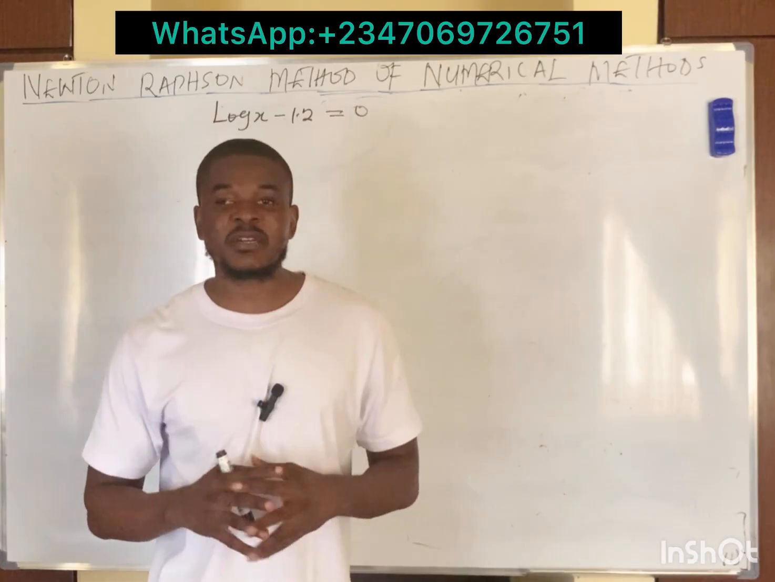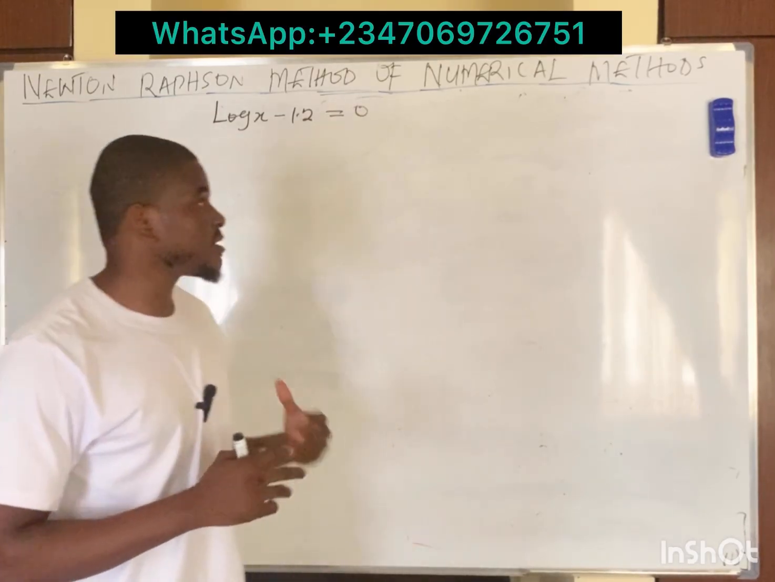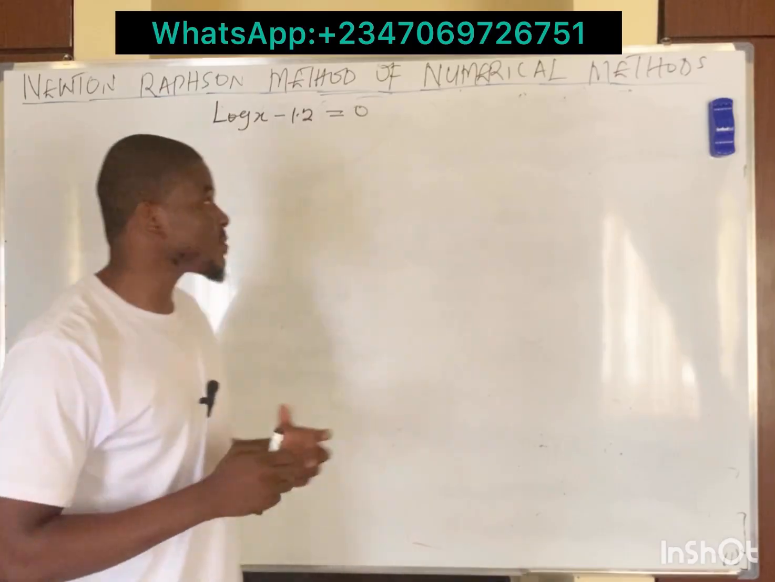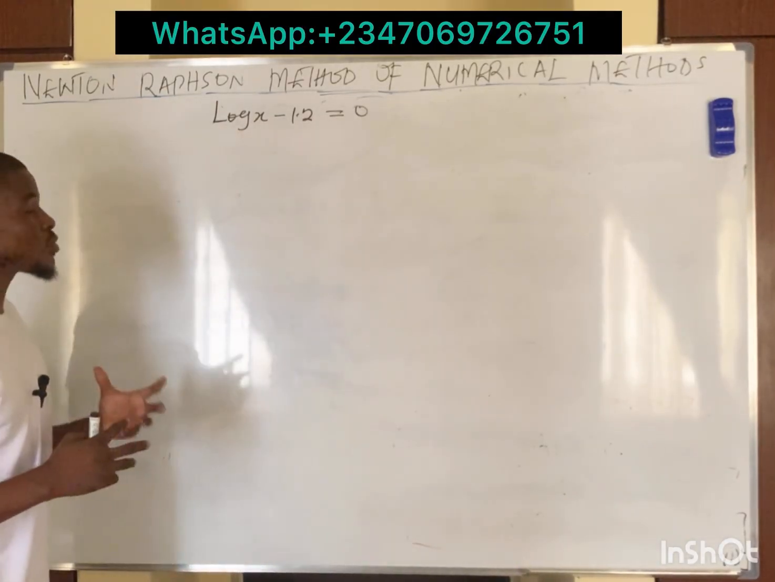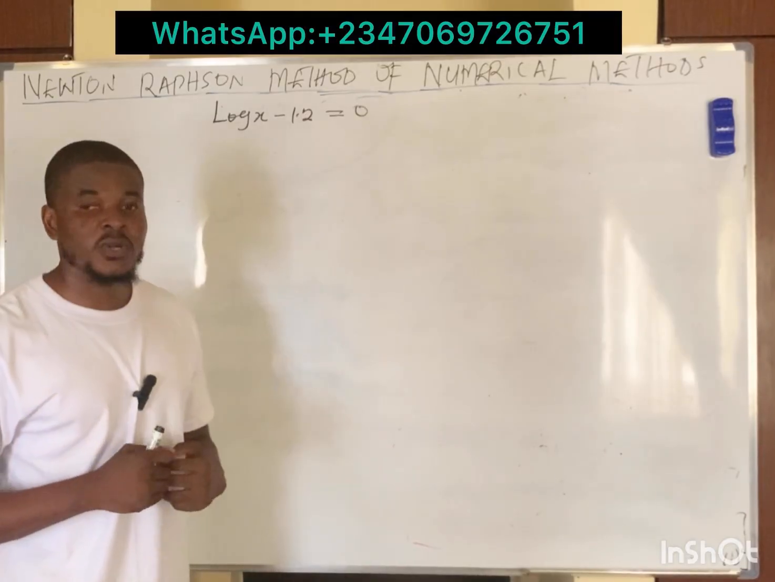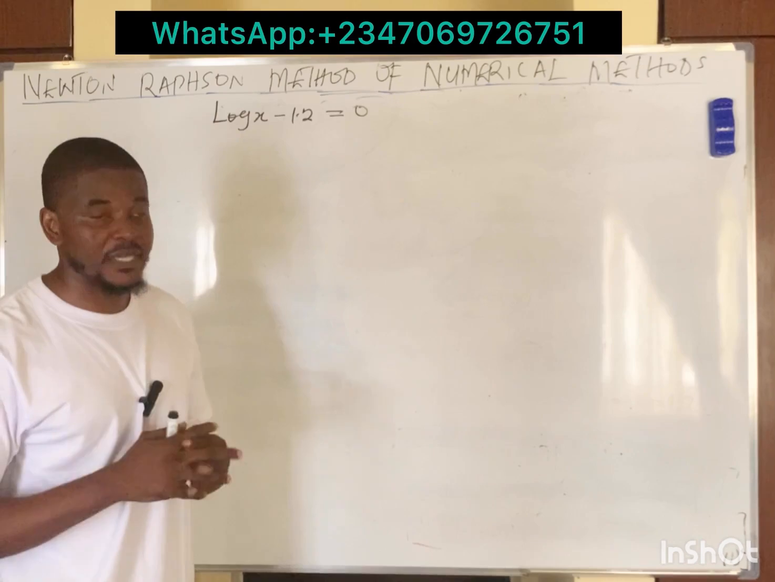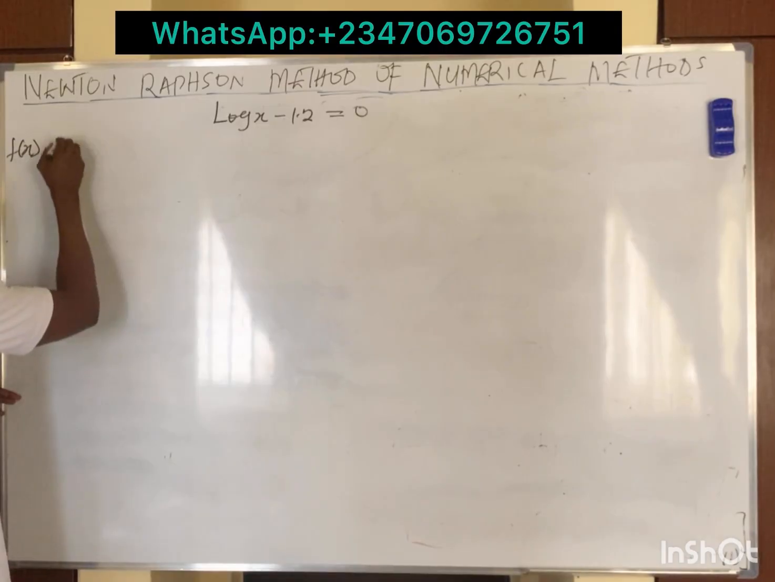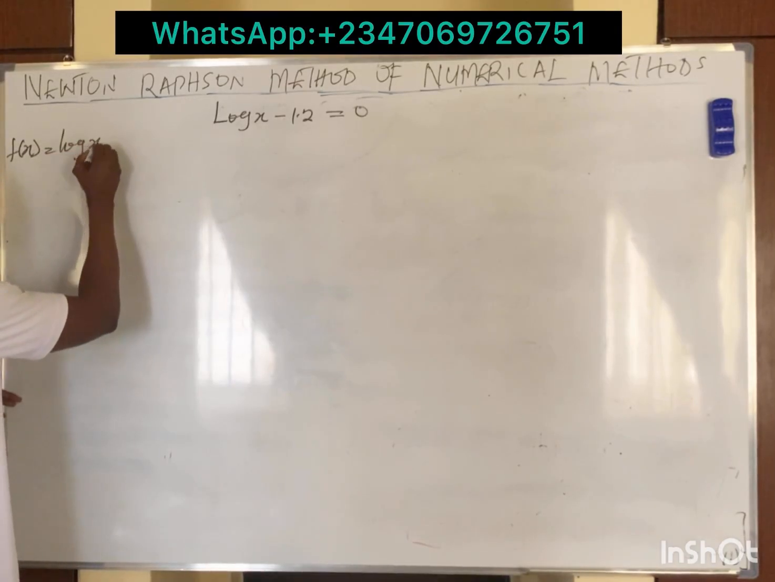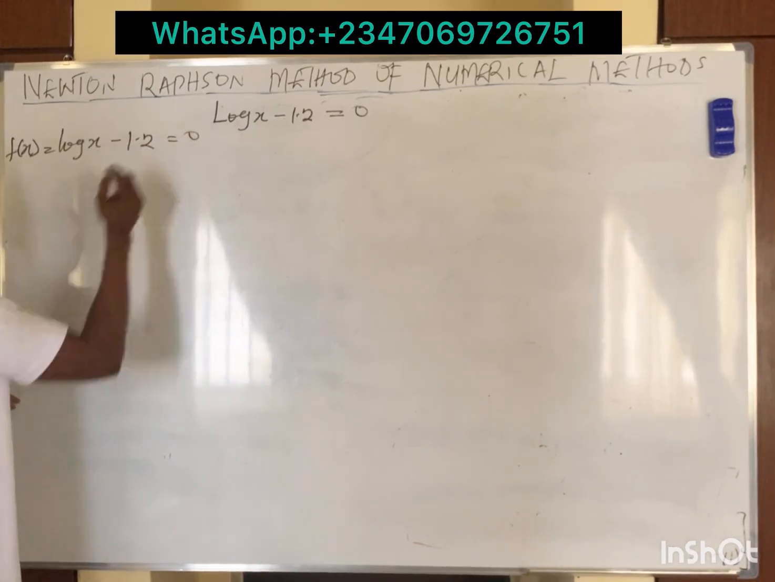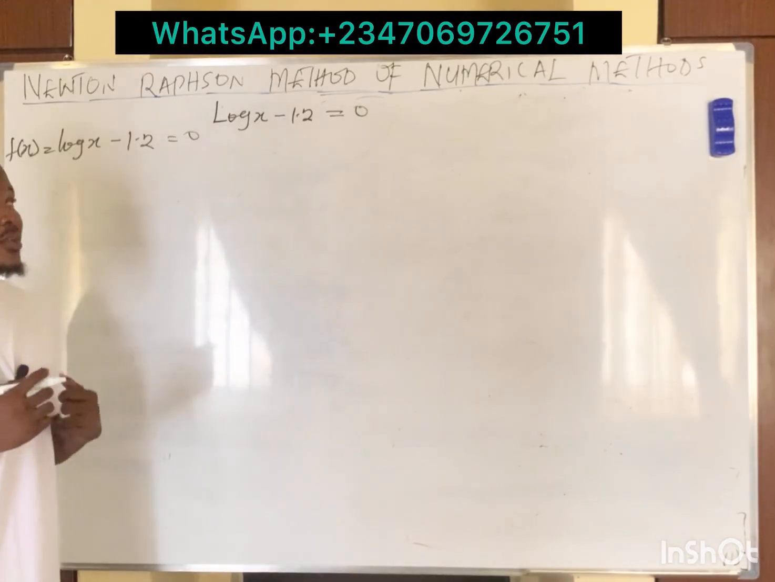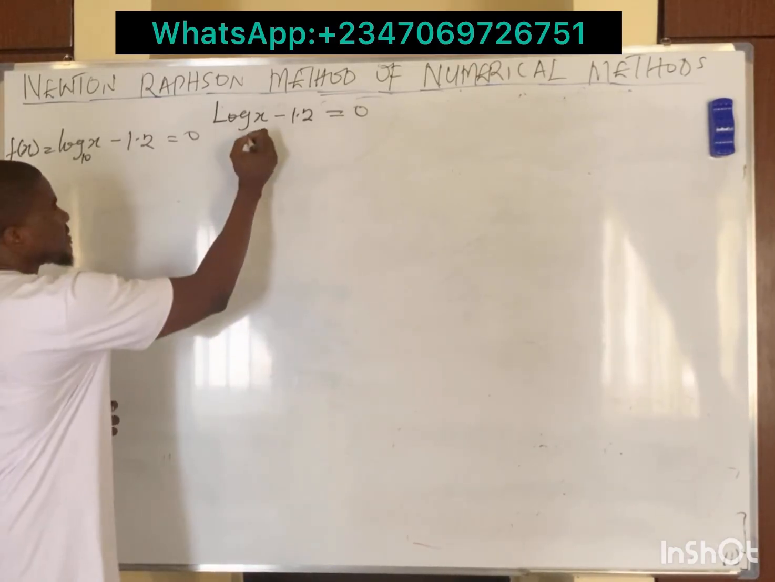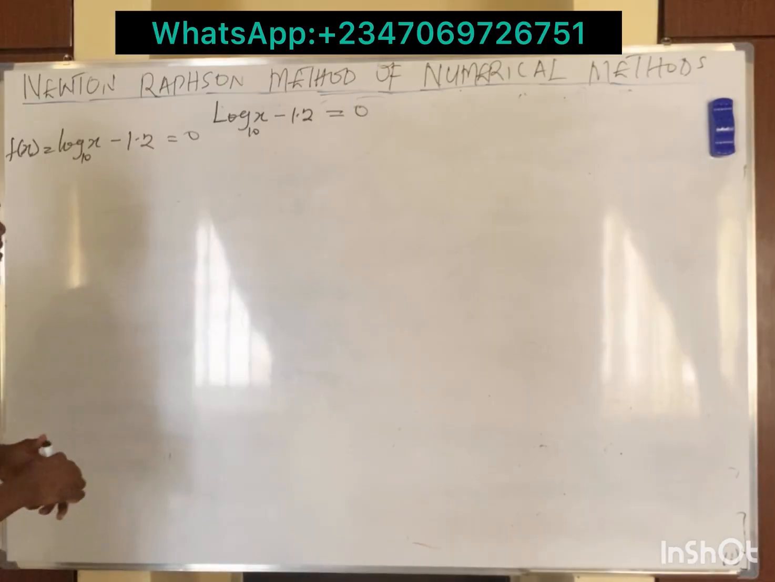In this video, we are going to be looking at the Newton Raphson's method of numerical methods in engineering mathematics, and specifically, we are going to be using this question, log x minus 1.2, to explain that concept. Let's say we are given this question and we are asked to approximate the root of the equation log x minus 1.2 equal to 0, using the Newton Raphson's method. So my function f of x equals log x minus 1.2, and this is equal to 0. In this case, our log is log to base 10 and not a natural logarithm.